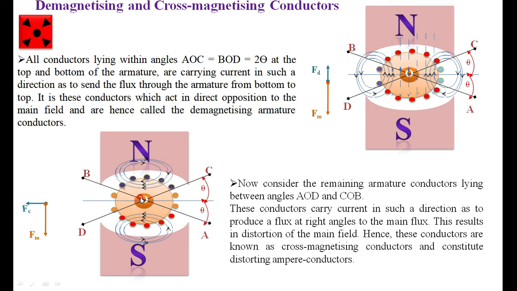Whereas in this case, you can see the main flux is from N to S, while the armature flux produced by the conductors between COB and AOD is at right angles to the main flux. Therefore, it has a cross-magnetizing effect. Now, we will derive the equation for the demagnetizing ampere turns and the cross-magnetizing ampere turns. First, I will take up the demagnetizing ampere turns.